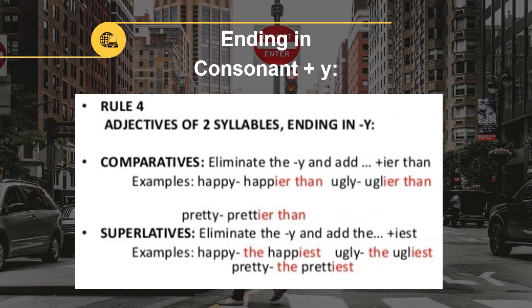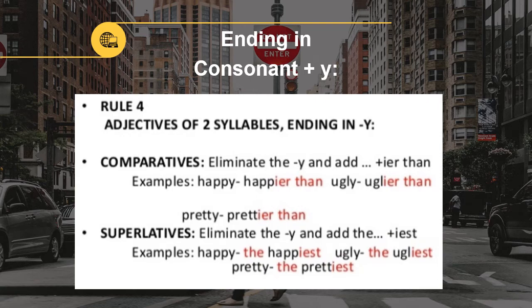Okay, rule number 4: adjectives of two syllables ending in Y. Comparatives: eliminate the Y and add I-E-R. For example, happy, happier than; ugly, uglier than; pretty, prettier than. Superlatives: eliminate the Y and add I-E-S-T. Examples: happy, the happiest; ugly, the ugliest; pretty, the prettiest.